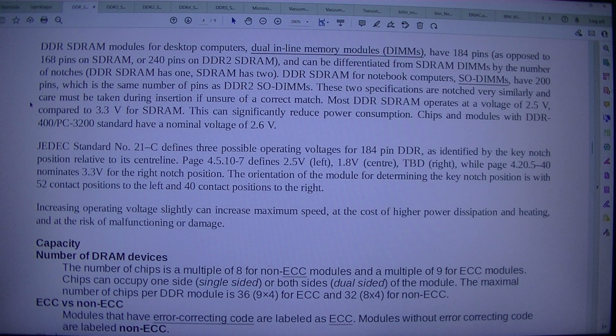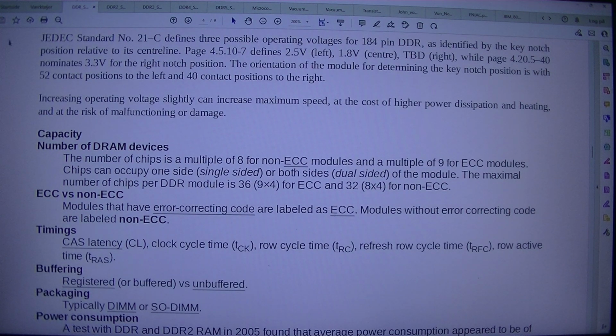Most DDR SDRAM operates at a voltage of 2.5 V compared to 3.3 V for SDRAM. This can significantly reduce power consumption. Chips and modules with the DDR400/PC3200 standard have a nominal voltage of 2.6 V. JEDEC standard number 21C defines three possible operating voltages for 184-pin DDR, as identified by the key notch position relative to its centerline. Page 4.5.10-7 defines 2.5 V (left), 1.8 V (center), TBD (right), while page 4.20.5-40 nominates 3.3 V for the right notch position.